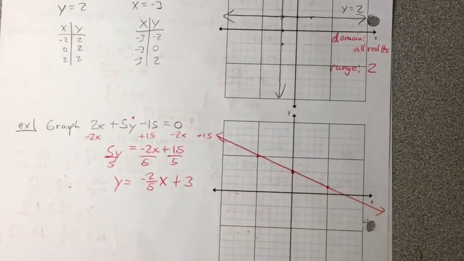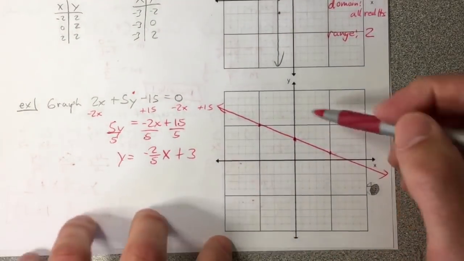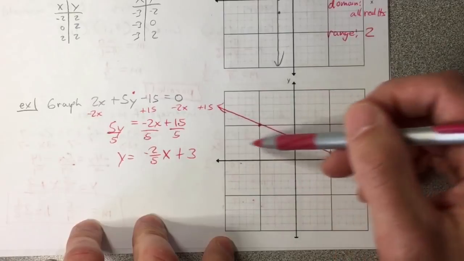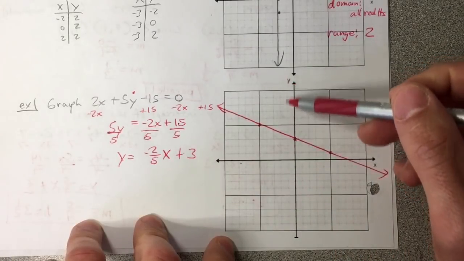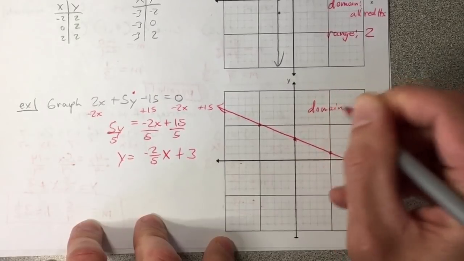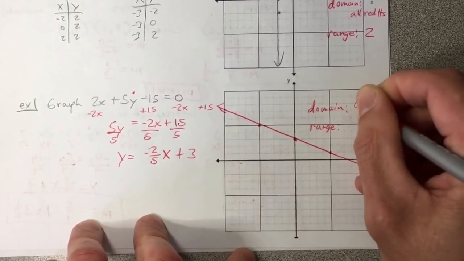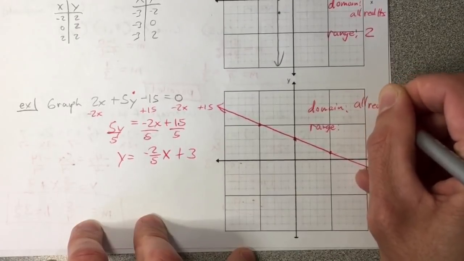Down here, it's a more typical sort of line. It's going to go forever to the left, forever to the right, forever up, forever down. So for your domain and your range, they're both going to be all real numbers.